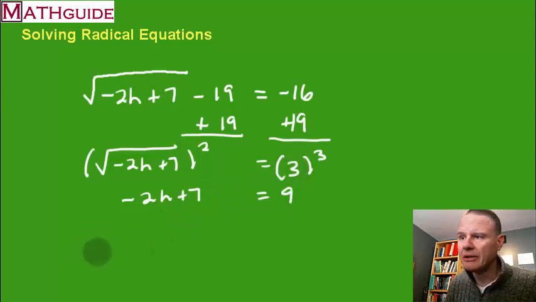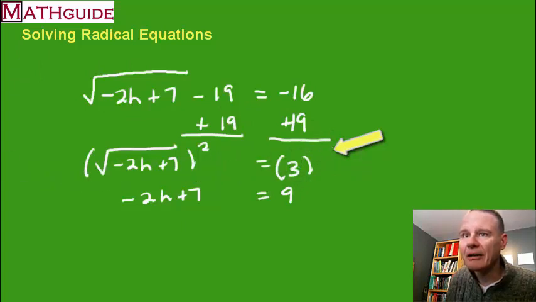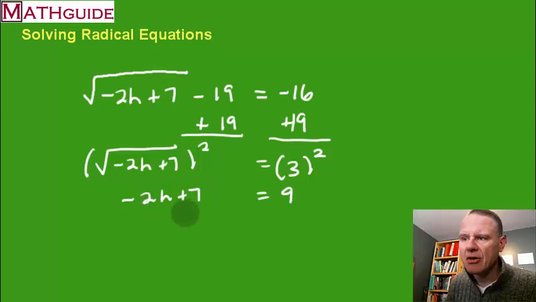Because 3, I don't know why I put a 3 there. Isn't that something? I said square, but I put a cube there. That's odd. Let's get rid of that. Okay, so I did square both sides. There you go. So 3 squared is 9. Glad I caught that.